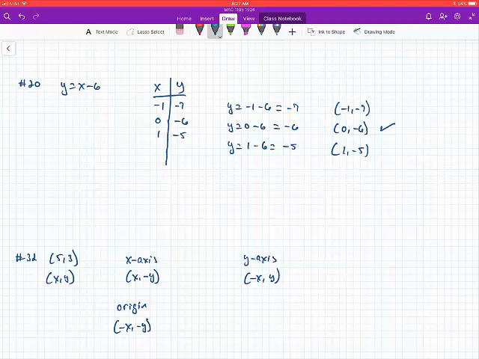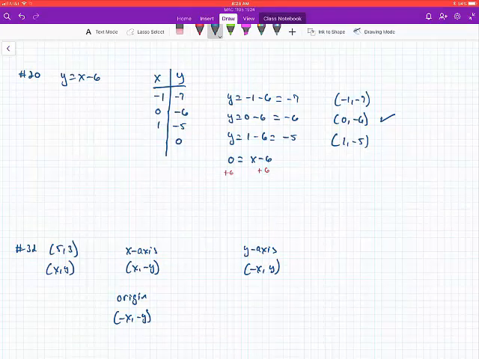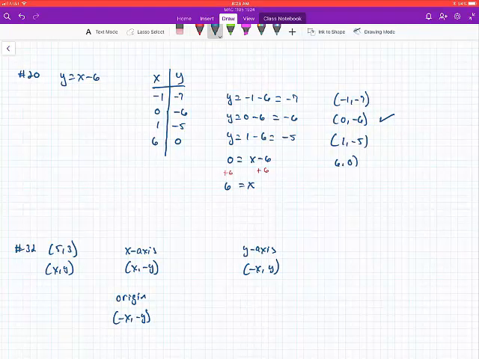So what we do is we make y 0 and we solve for x. So we get 0 is equal to x minus 6. Here you can see that we should add 6 to both sides so we can isolate the variable x. And x is equal to 6. So therefore, the x-intercept is (6, 0), and the y-intercept is (0, -6).